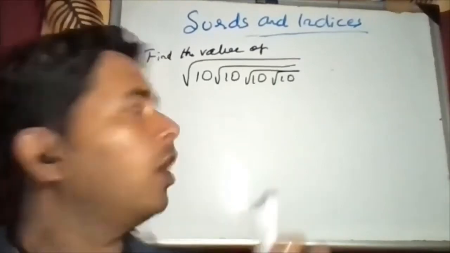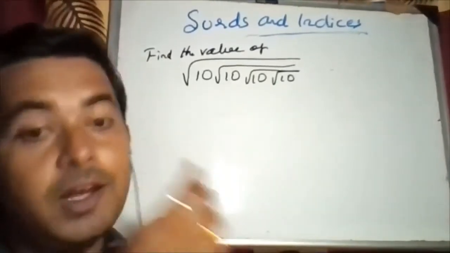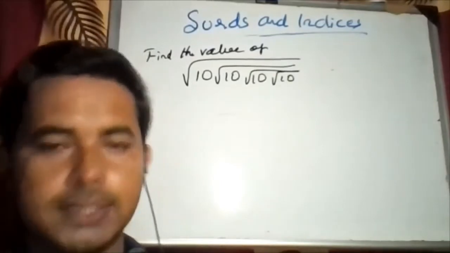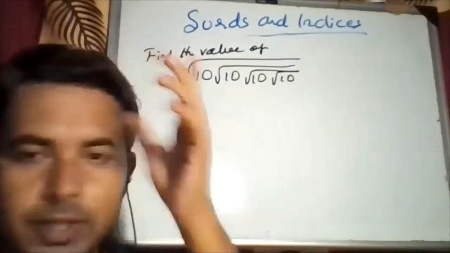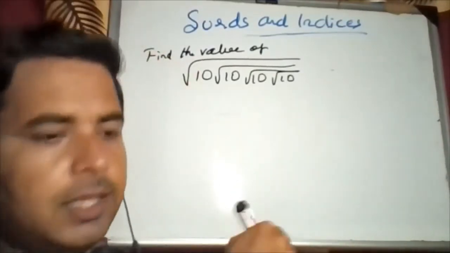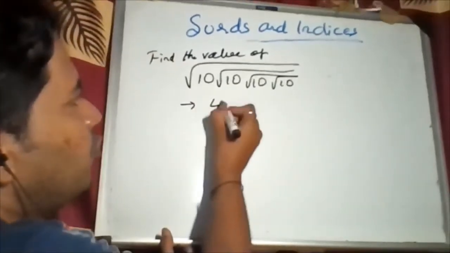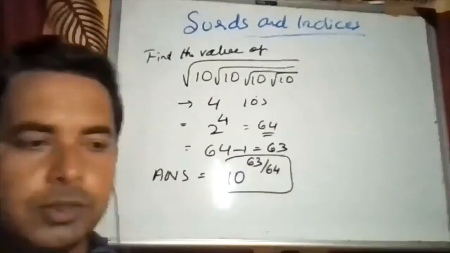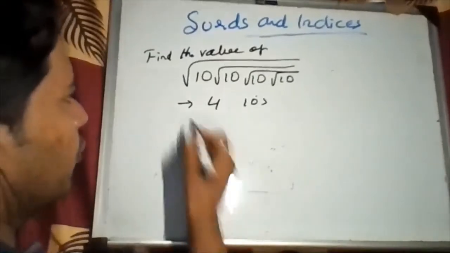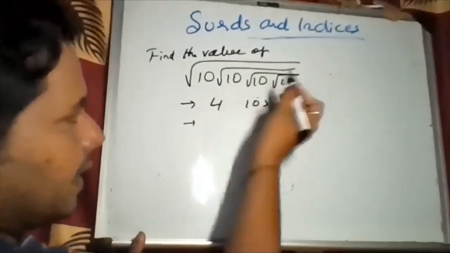So what I'll do? First I'll count how many equal numbers are there. Equal digits. So 10 equal digits कितने दिया है क्वेश्चन पे? 4 दिया है. So how many tens are there? 4 tens. So 10 divides by 2.